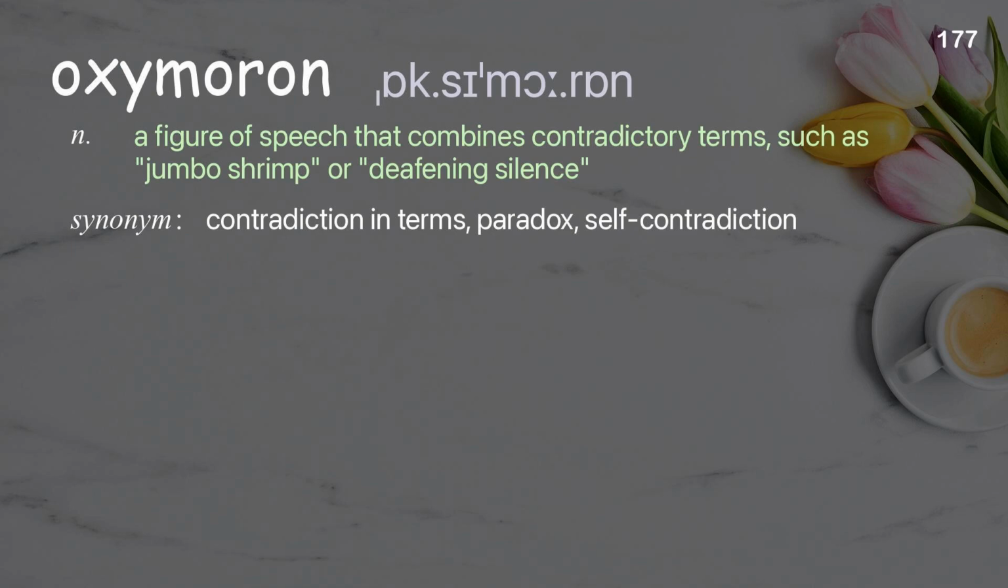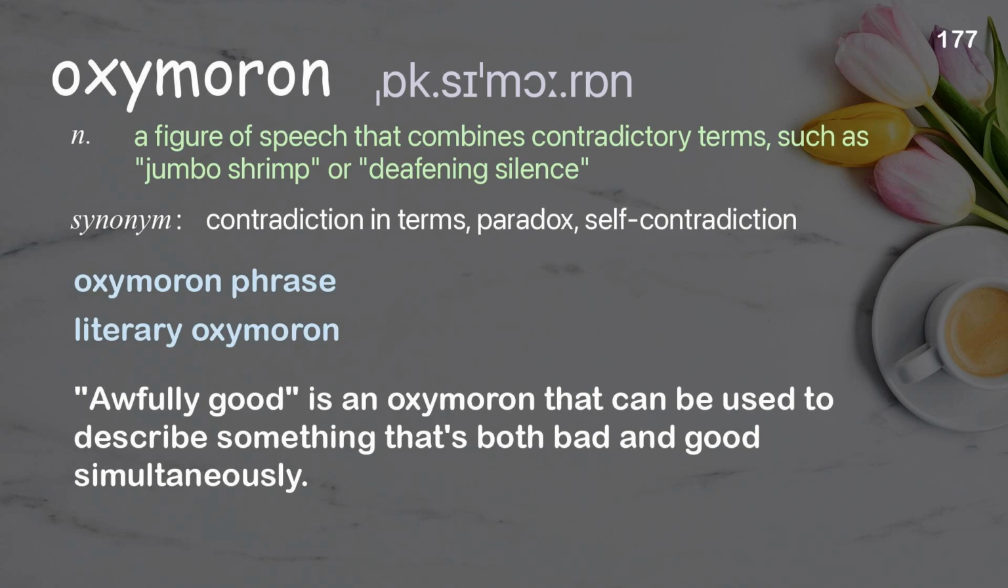Oxymoron. A figure of speech that combines contradictory terms, such as jumbo shrimp or deafening silence. Examples: oxymoron phrase. Literary oxymoron. Awfully good is an oxymoron that can be used to describe something that's both bad and good simultaneously.